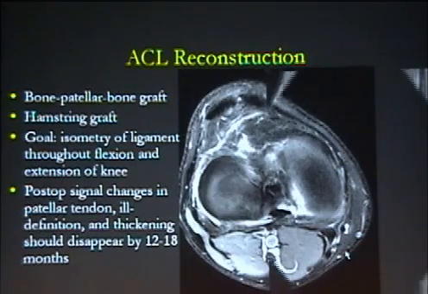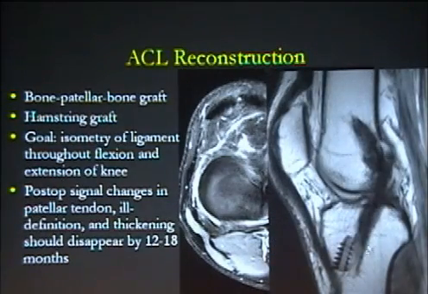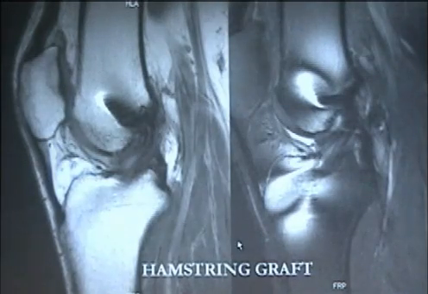That's the normal appearance. And here is the graft in place, normal appearance of the graft, interference screws normally placed, the tunnels look good, no evidence of disruption of the graft. So that's what you want to see. Fortunately, that's not always what we see.